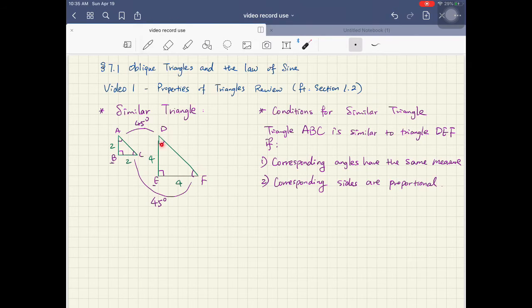A corresponds to angle D. They have the same measurement, 45. And C corresponds to angle F. They are 45 also. And we're also talking about the corresponding sides being proportional.